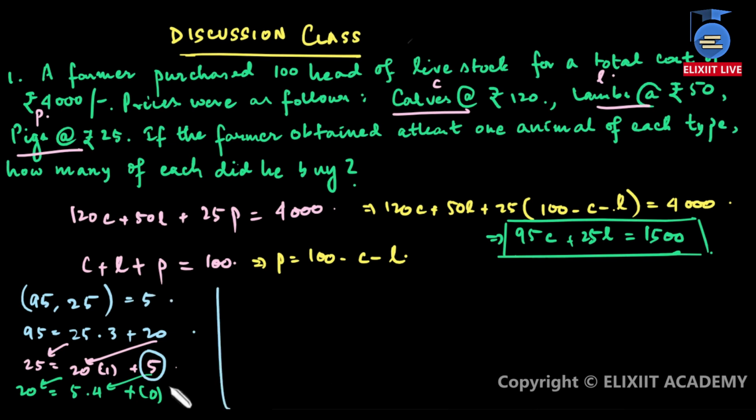You are going to express this as a linear combination of C and L. So you need to find this particular solution. We are doing this just to find the particular solution C and L. To represent this, start with the last non-zero remainder. 5 is equal to 25 minus 20 into 1.